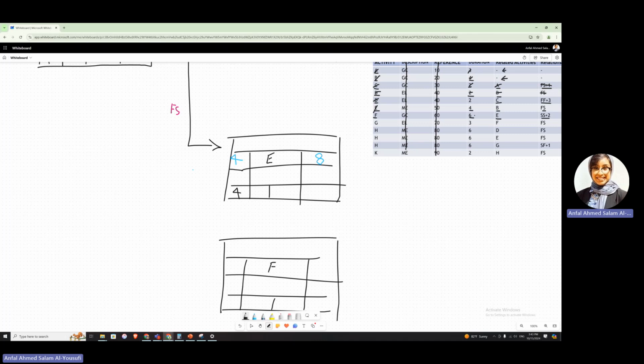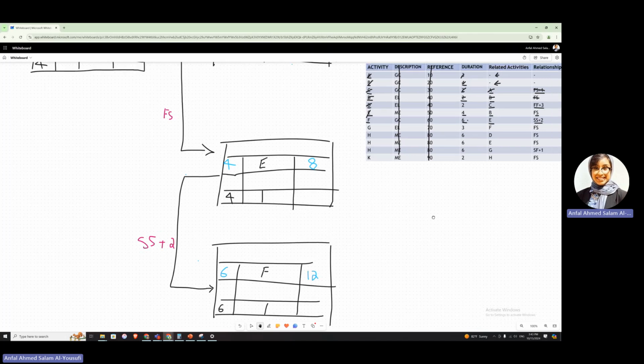The duration for F is 6. And the relation is start plus 2, meaning I need to start this after 2 days. So if I started E in day number 4, I'm supposed to start F in day number 6. Exactly, it is 4 plus 2. If this task is taking me 6 days, I'm supposed to finish this one in day number 12. Hope that is clear. Let's move on to G.